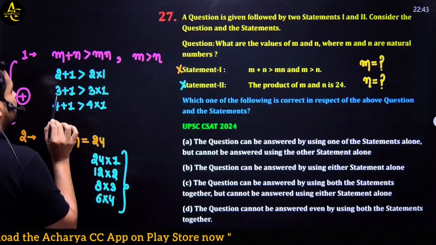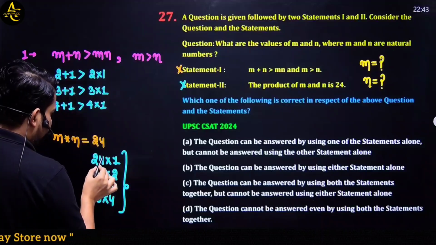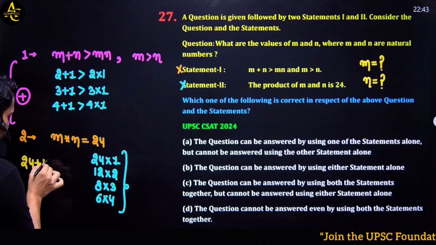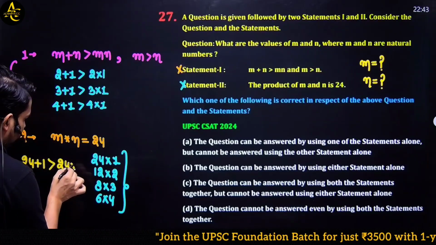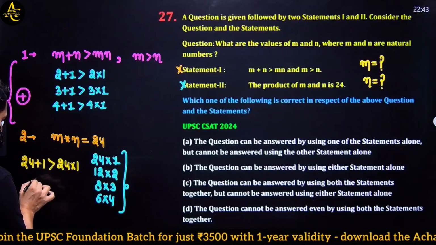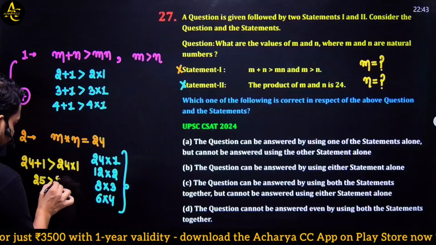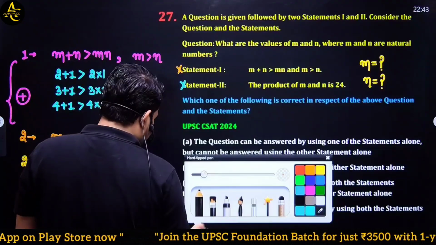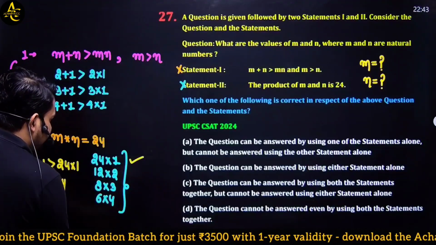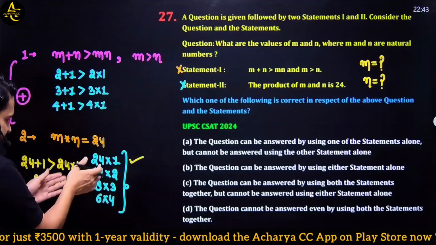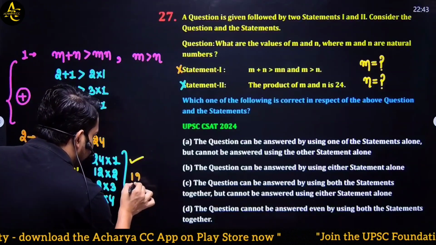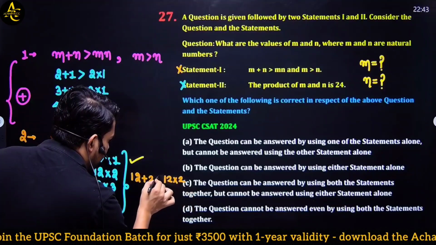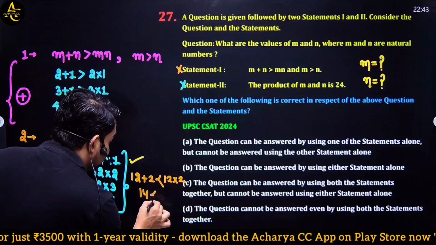Again, we also have the condition m plus n is greater than mn. If I take the value here, 24 plus 1 is greater than 24 into 1. See, 25 is greater than 24. So this clarifies m and n. If I take the second multiple, 12 plus 2 is 14, which is less than 12 into 2, which is 24.